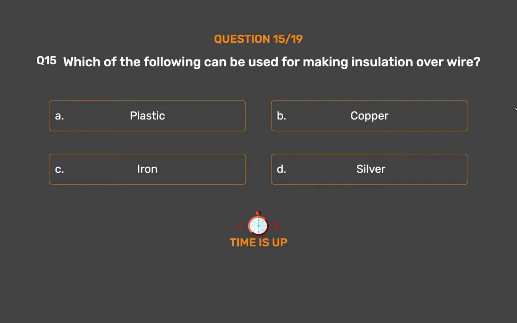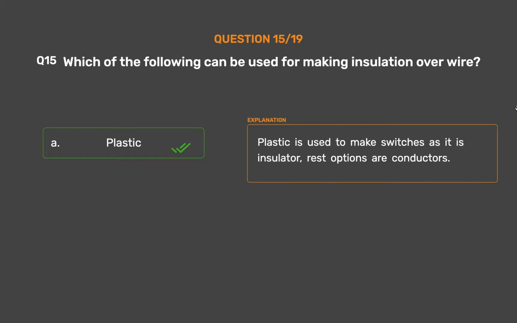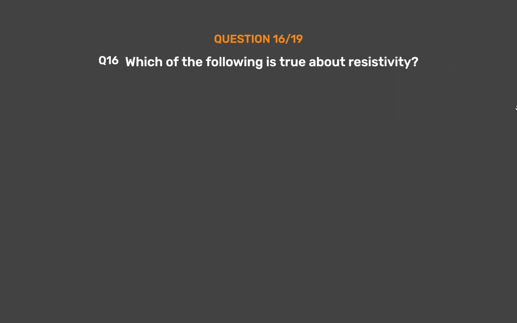The correct answer is option A, plastic. Plastic is used to make switches as it is an insulator. The rest of the options are conductors.